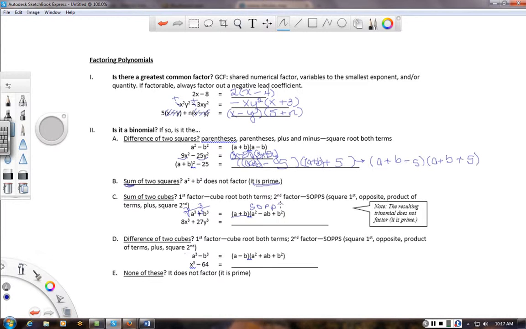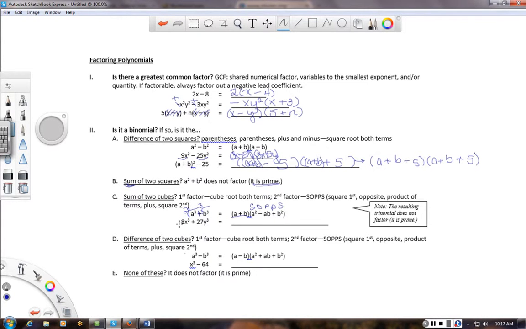S-O-P-P-S. The first term is made by the first term of our original factor squared. Then we keep O, the opposite sign. The first P stands for the product. Now remember, we're going to take the product of AB and disregard the sign. The second P stands for a plus, and then finally we will square the second term.